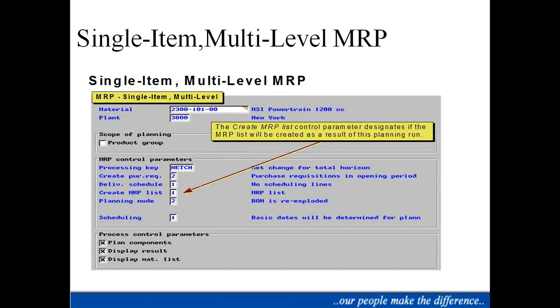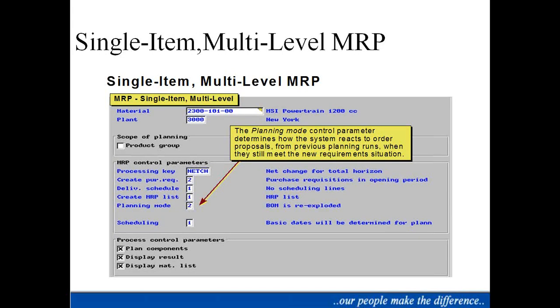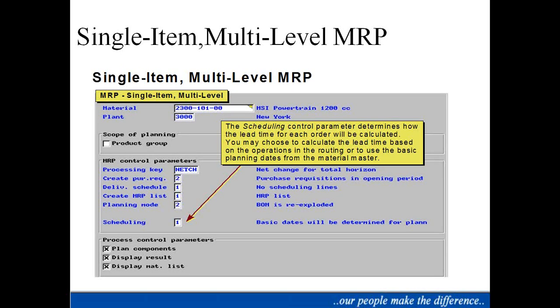The third thing is regarding the MRP list. Yes, exactly. MRP list, no MRP list, or MRP list with exception messages, right? In the planning mode, once again I have 3 options. Normal mode. Second is re-explode BOM and routing. Third is delete and recreate the planning data. Is that right? In the scheduling, once again I have 2 options available: lead time scheduling and basic date scheduling.